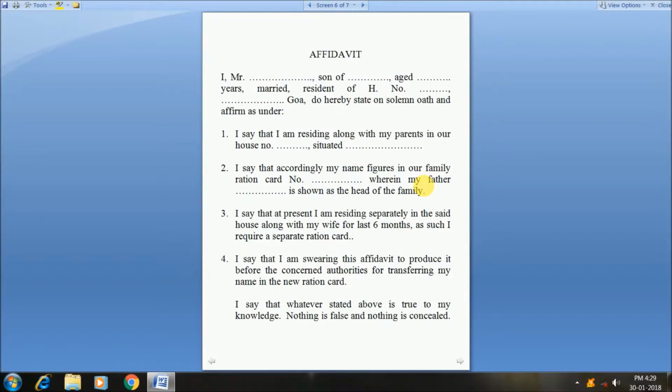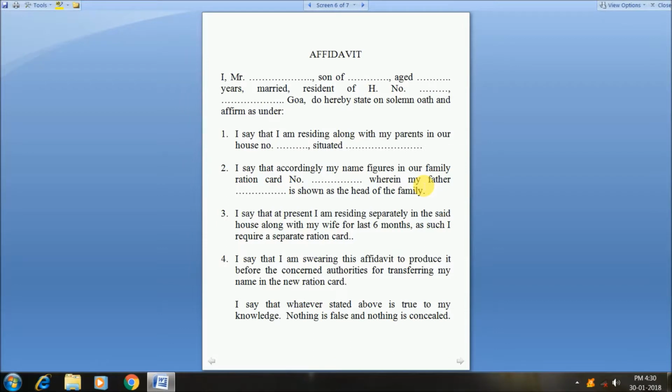Now the final affidavit format that I wish to show you is for the purpose of availing a separate ration card. Now this format is again used by the civil supplies department here in Goa, and this format is absolutely correct. This format has the prefix I say everywhere, so it looks systematic and decent, and has been drafted correctly.